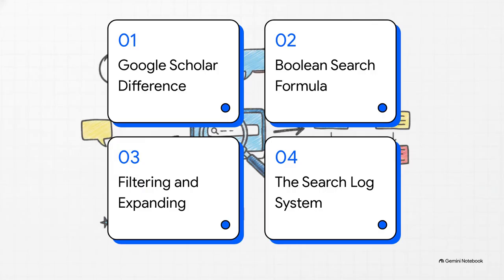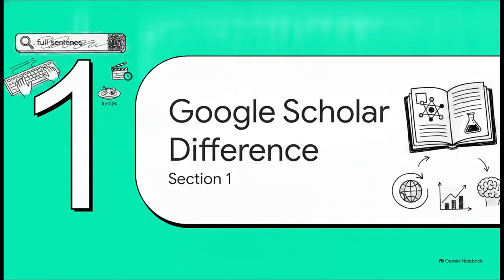To get there, we'll follow this roadmap. 1. The Google Scholar difference. 2. The Boolean search formula. 3. Filtering and expanding. And finally, 4. The search log system. First up, Part 1, the Google Scholar difference.